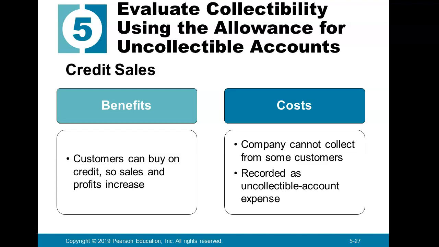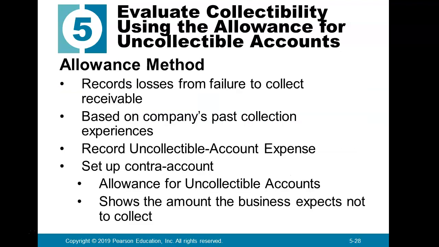So we can buy on credit and our profits go up because we allow more people to purchase without having to pay cash immediately. But it's going to cost us because sometimes people do default and we have to pay for that. And so we have to deal with the reality that if there's a possibility that someone's not going to pay, we have to make sure our accounting records reflect that. So we do that using the allowance method.